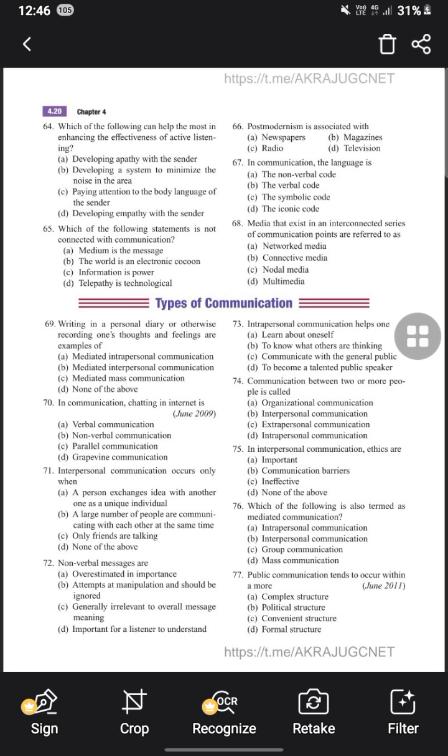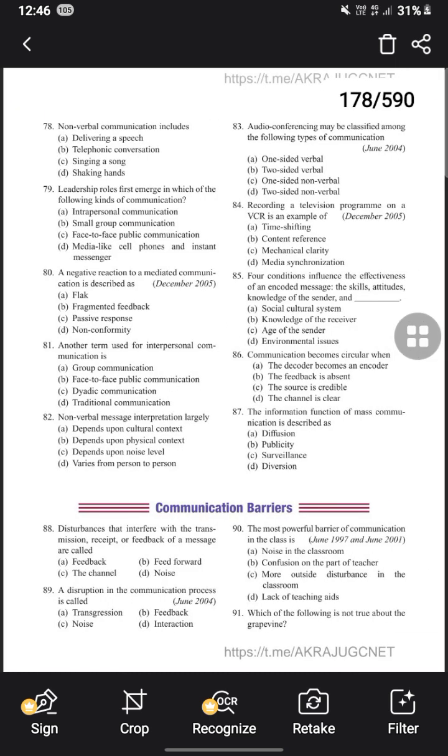Which of the following is also termed as mediated communication? 76 is D, mass communication. Public communication tends to occur within a more. 77 is D, formal structure. Non-verbal communication includes shaking hands. Leadership's role first emerged in which of the following kinds of communication? 79 is B, small group communication.